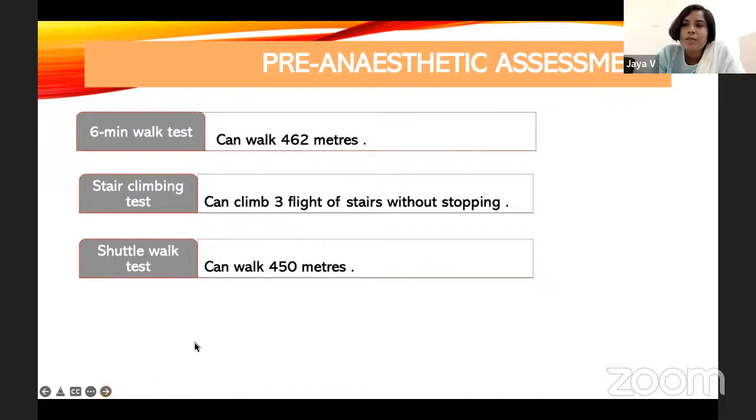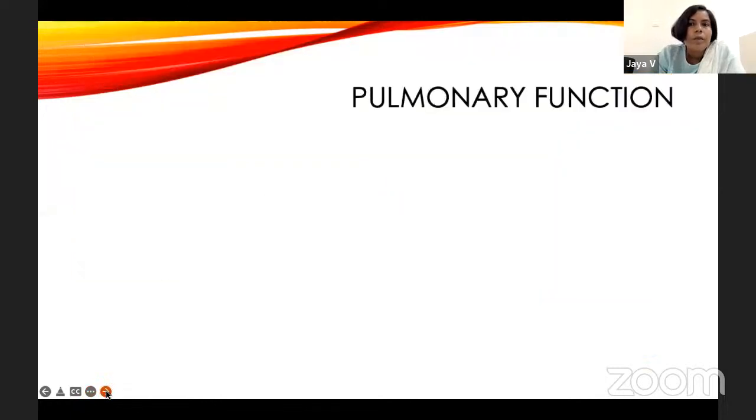Can walk 462, no? So it will be more than 415 ml per kg per minute, correct? Yes. Okay, so what other tests do you do? You all did the pulmonary function tests, bedside pulmonary function tests. What else do you do? These are all subjective, no? Objectively, what test do you do?